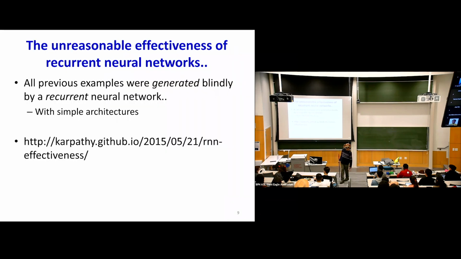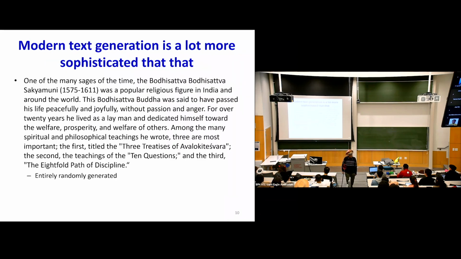If you look at some of the most recent open source models, they generate things like this. In fact, this particular text is already 3 years old, but just look at it. One of the many sages of the time, the Bodhisattva Sakyamuni, was a popular religious figure in India and around the world. This Bodhisattva Buddha was said to have passed his life peacefully and joyfully without passion and anger. And it gives his age, the years of his existence, 1575 to 1611. For over 20 years, he lived as a layman and dedicated himself towards the welfare, prosperity, and welfare of others.